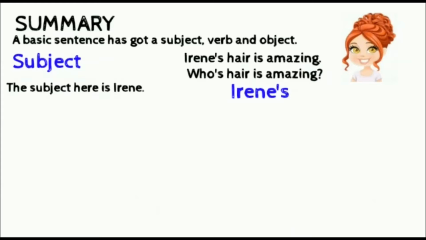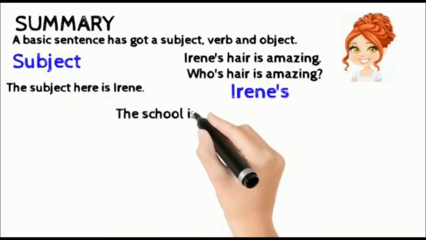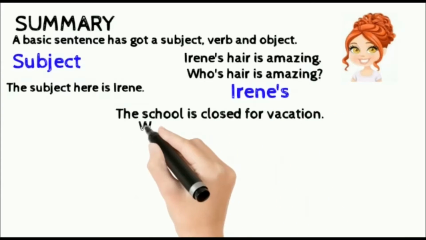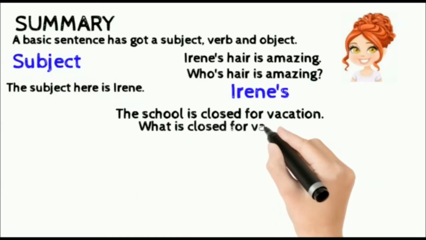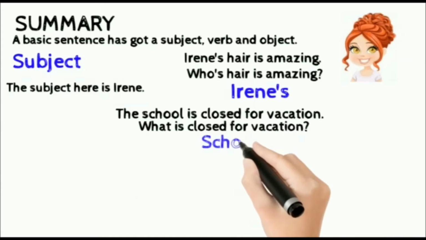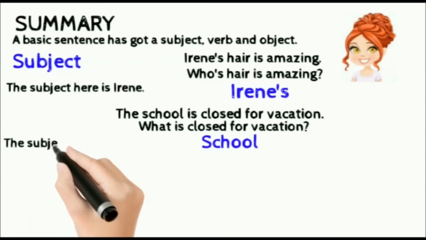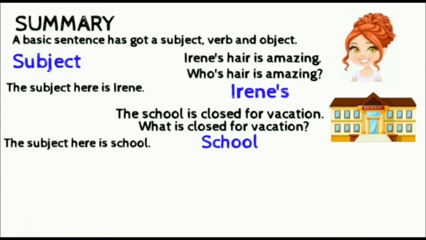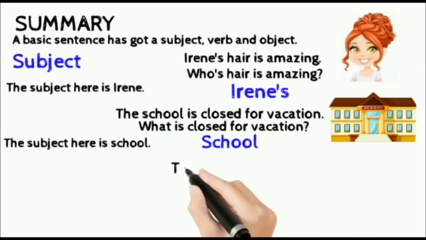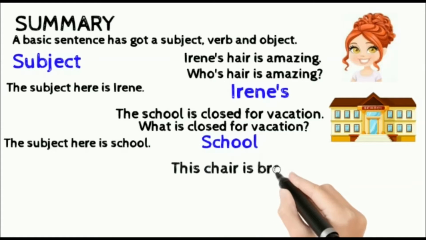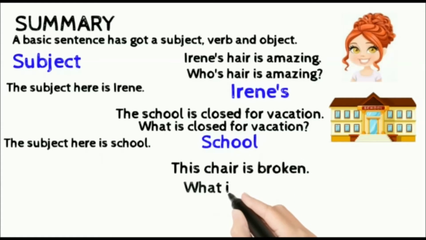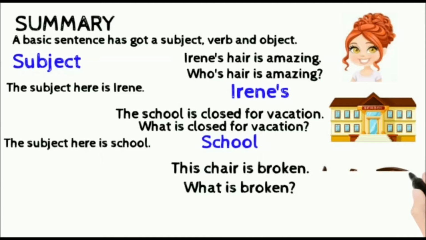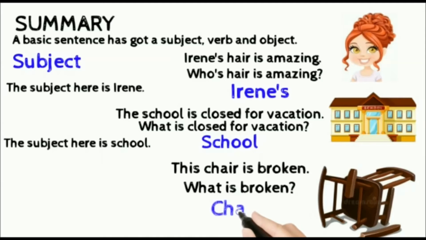Now, the next example is the school is closed for vacation. What is closed for vacation? School. So the subject here is school. The last example for a subject is this chair is broken. What is broken? Chair. So the subject here is chair.